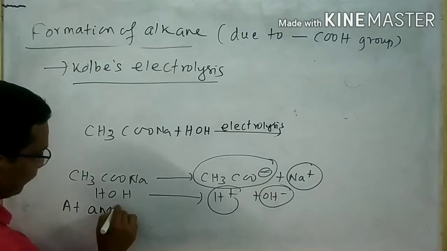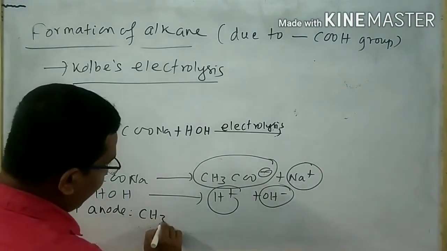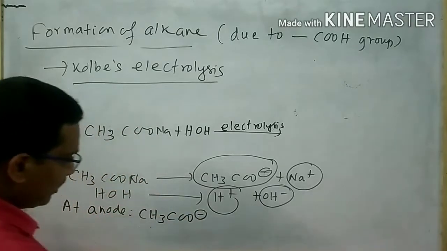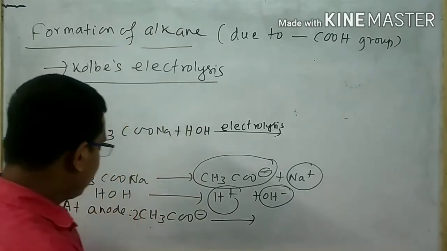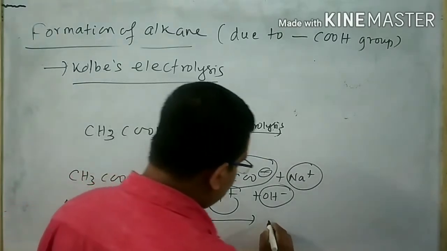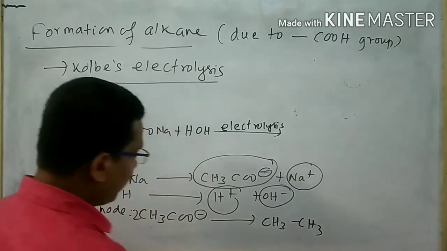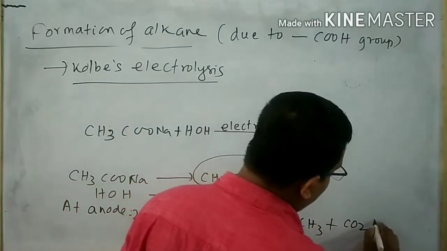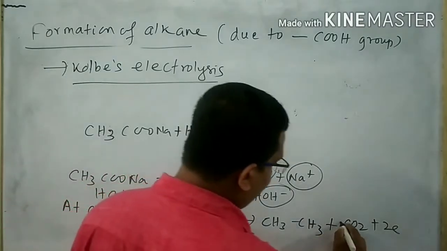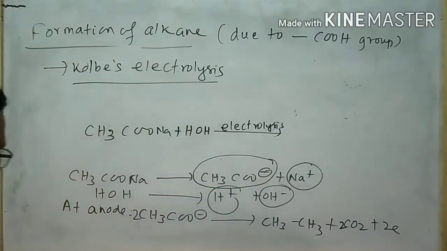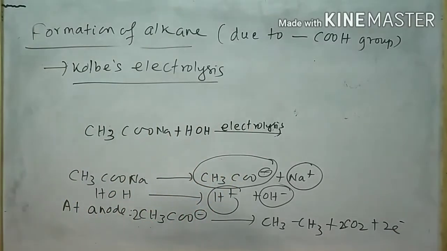At the anode, what will happen? The acetate ion, 2CH3COO minus, undergoes oxidation, giving CH3-CH3 plus 2CO2 and 2 electrons. There will be 2 CO2 formed. Then the 2 electrons go to the cathode for the reduction purpose.